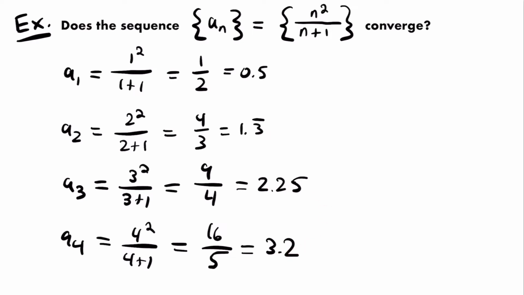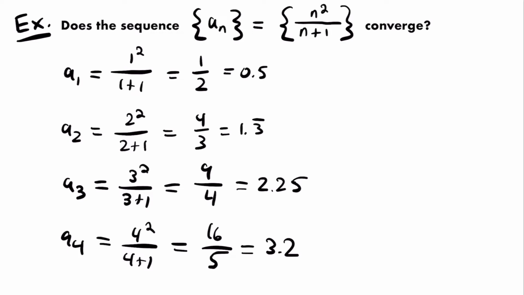And so it would seem that with each subsequent term, the terms are getting larger. Our sequence is increasing with every term. And so we can see that they're increasing, but we do need to prove it. We need to show that that is true. And so we're going to use a similar statement to what we used in the previous example.